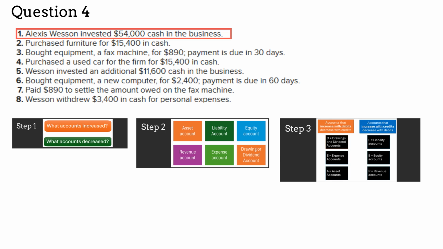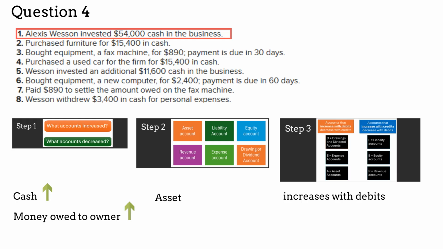In this case, the business now has more cash. So, cash increased. Cash is an asset and assets increase with debits. So, debit cash. The second part of this transaction is that the business now owes money to the owner of the business. Monies owed to the owners are considered part of owner's equity, and owner's equity accounts increase with credits. That means that we credit capital, a special owner's equity account where we track monies owed to the owner. The next step is to post this transaction into the T accounts.